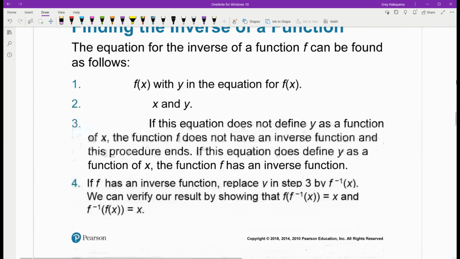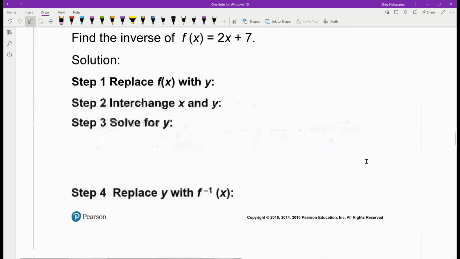And to do that, when it says y equals, you're going to replace f of x with y in the equation, and then you're going to interchange x and y, and then solve it for y. Okay? So watch. How are you going to do this? Here are these steps. Find the inverse of 2x plus 7.